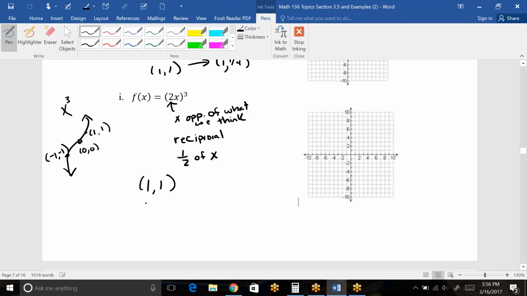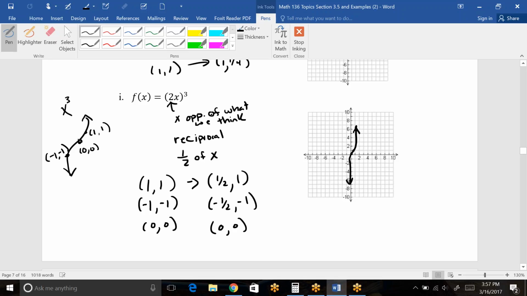So take your 3 points and take half of each x. So that makes that a half, but the y's don't change. Negative a half, but the y doesn't change. Half of 0 is still 0. So this would be a half positive 1, a half negative 1, and 0, 0. Notice this looks a lot like when you had a 2 on the outside, because it looks like it's being stretched. But when we talk about this, we say this is a compression in the x direction because the x's have been squished. Because think about this as the x is getting pushed in from both sides.